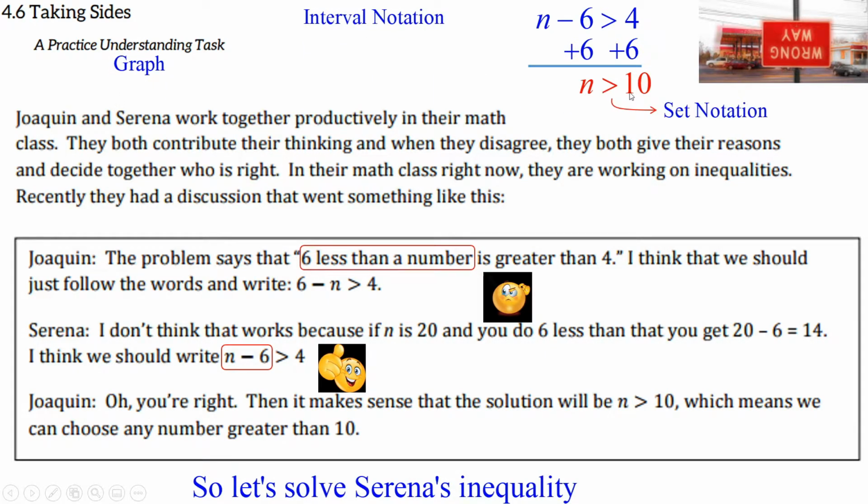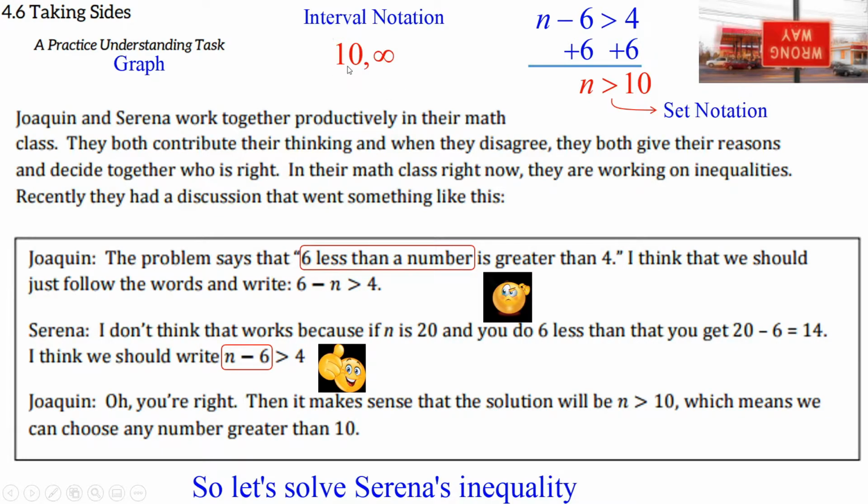If n is greater than 10, as soon as I see interval notation, I think comma. And then what is my left bound? Well, n has to be greater than 10, so my bound on the left would be a 10. And my bound on the right, well, if n is greater than 10, that means we can go on and on and on and on. And to do that, we go infinity.